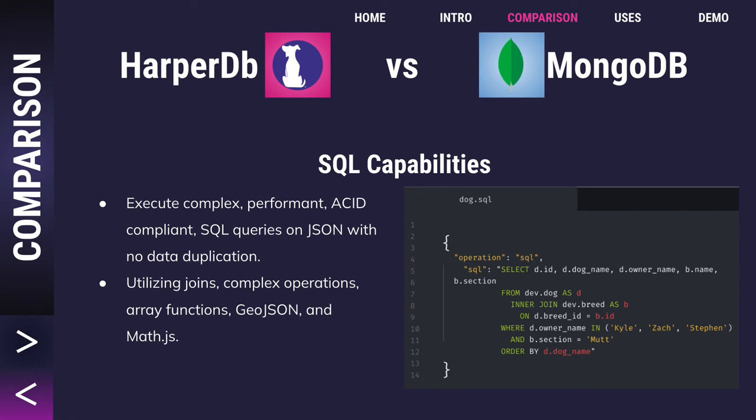Another thing to compare is the SQL capabilities. You can perform and execute complex ACID-compliant SQL queries on JSON with no data duplication, something that MongoDB struggles with. And you can utilize joins and complex operations, array functions, GeoJSON, and math.js easily.